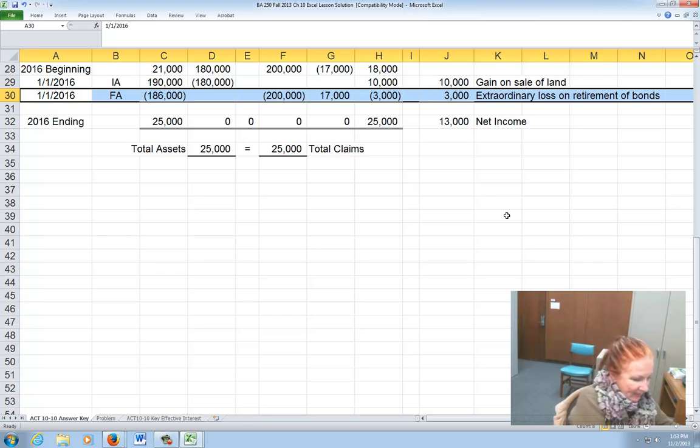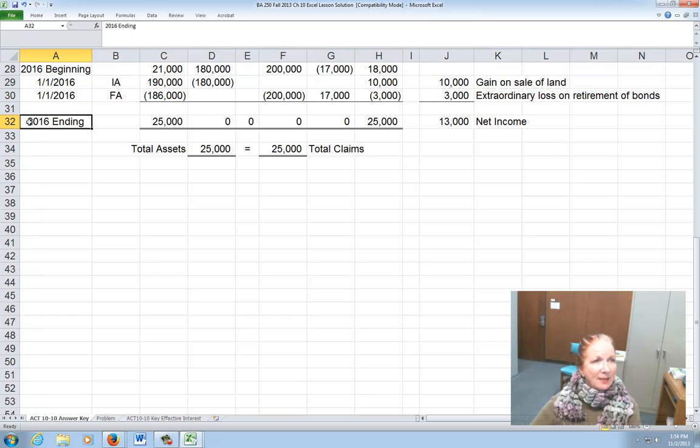It's $186,000 because down here in the last transaction they purchased the bonds at 93. So 93% of 200,000 is 186,000. They'd only had a 183,000 book value, so we had to absorb the other 3,000 to get the total amount of compensation to the holders of the bonds. So we had an extraordinary loss.